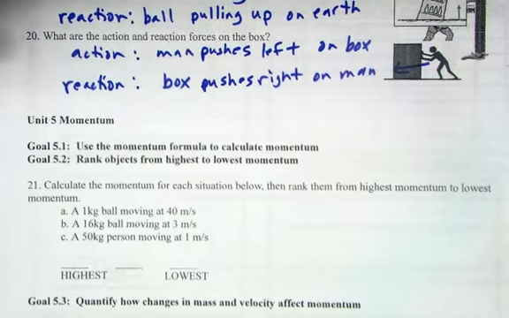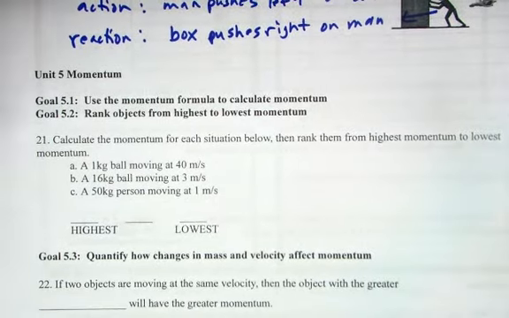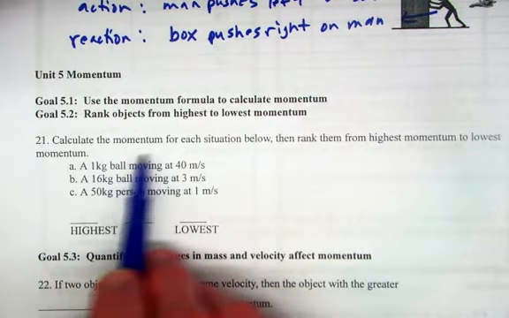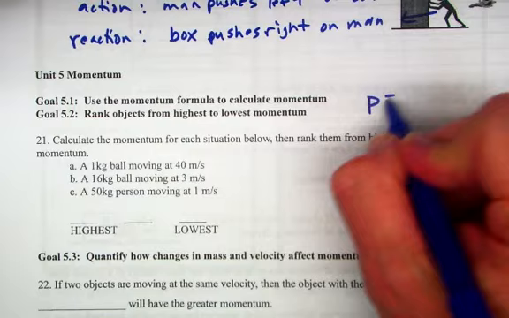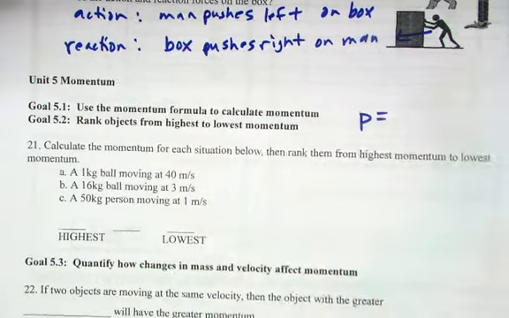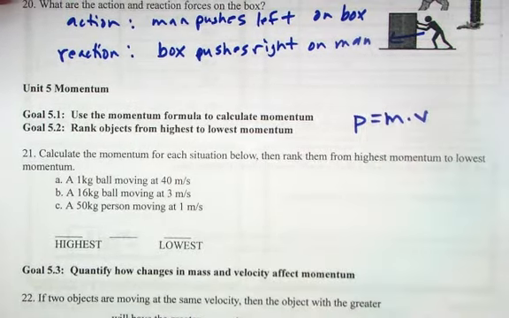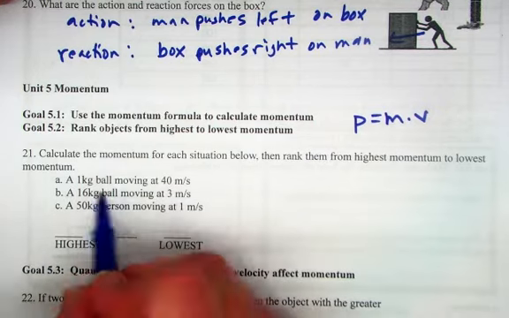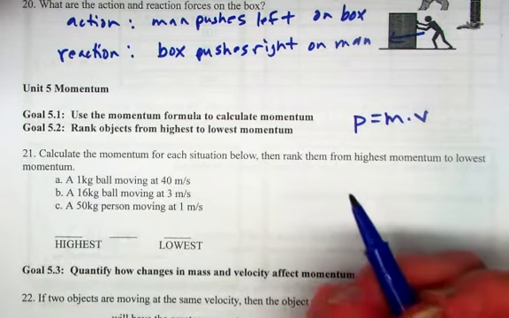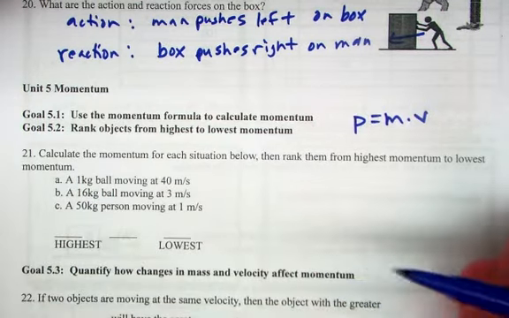The next video is to explain how to do Unit 5, Momentum. The first goal is to figure out how to find momentum. You have to remember that P is the letter for momentum, M is mass, and V is speed or velocity. So the first one you have to do is basically solve for momentum and then rank them highest to lowest.